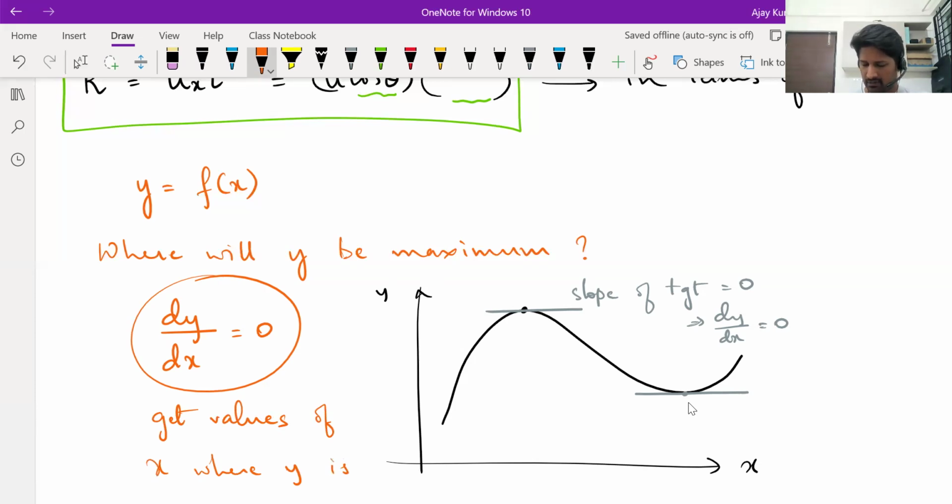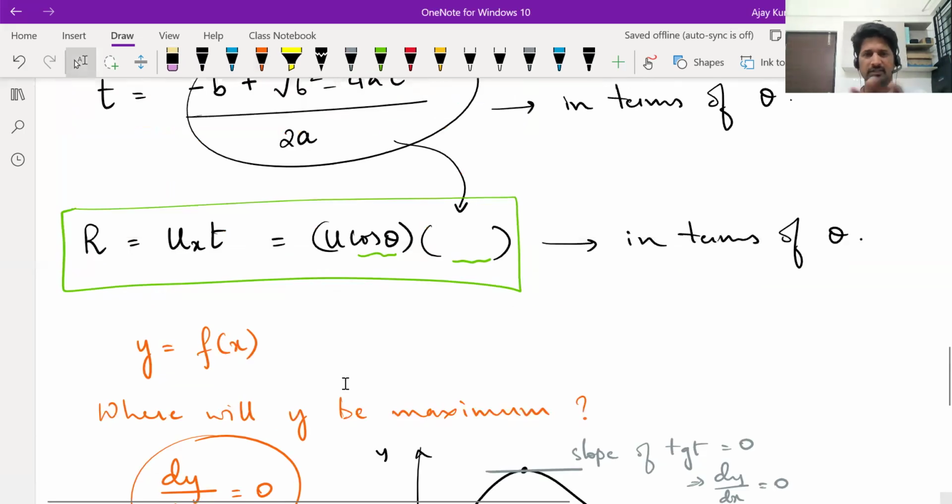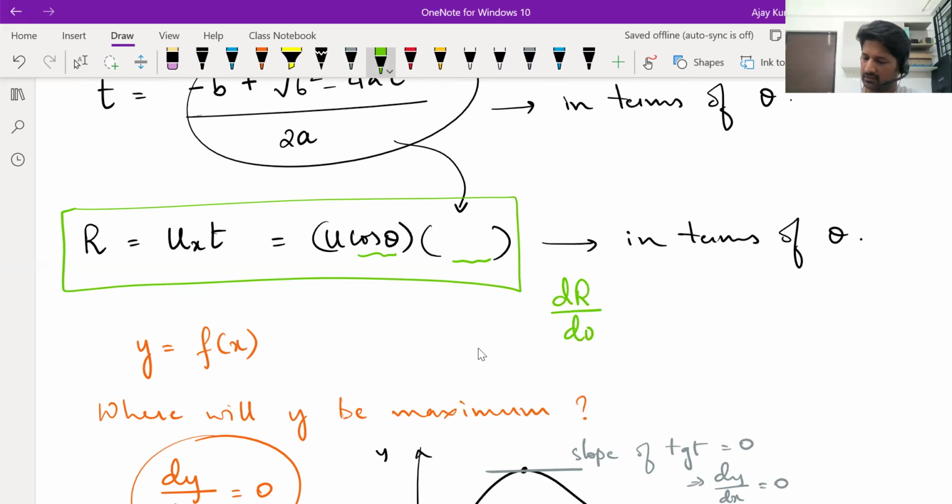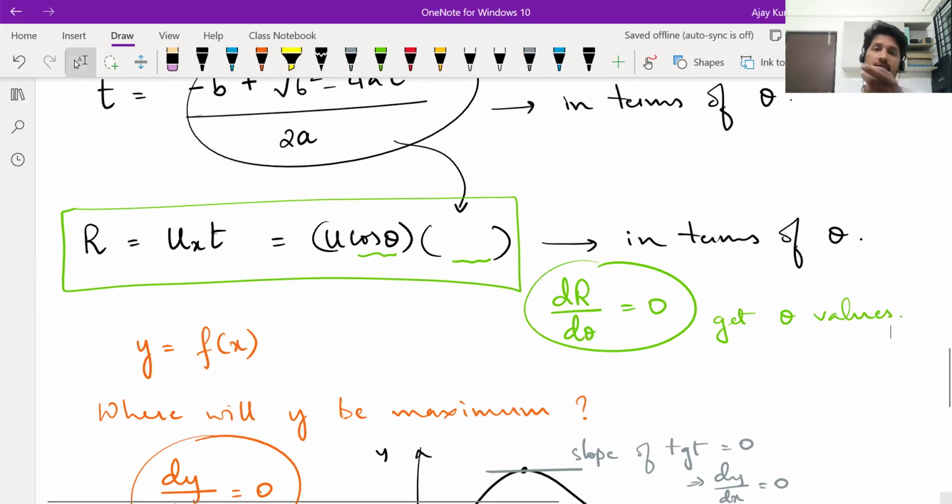Where the function is a maximum or a minimum also. Now here we somehow will be able to write range in terms of theta. Now you want to find out the angle theta for which range is going to be maximum. Then what you should do is differentiate range with respect to theta and equate it to 0. You will get the theta values. That's the mathematical procedure to find out the angle for which range will be maximum in any case.